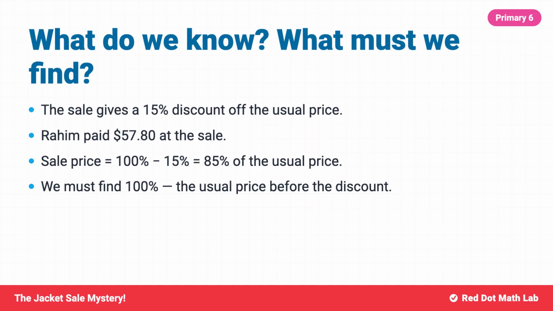Let's think about what we know. The sale takes 15% off the usual price. Rahim paid $57.80 at the sale. Now, here is the key idea. The usual price is 100%. After a 15% discount, Rahim paid 100% minus 15%, which is 85% of the usual price. So we need to find 100%, the price before the discount.